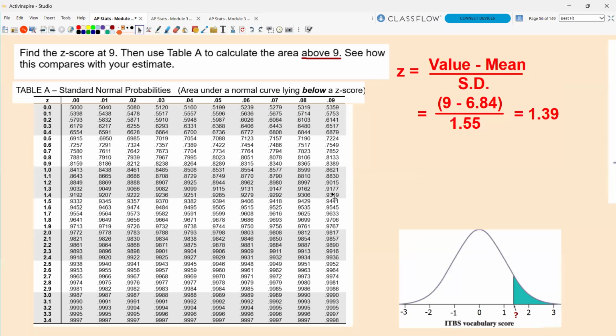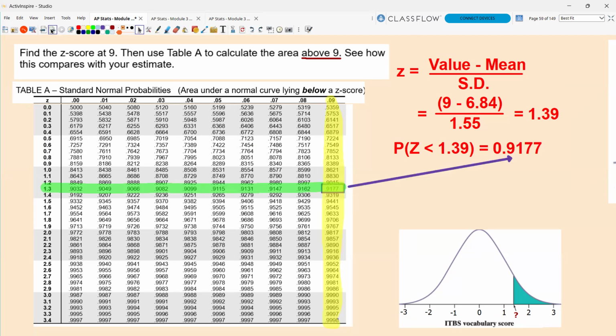Now remember, these numbers are below a z-score. So that 0.9177 is not going to match up with the shaded area. It's going to match up with the complement of that, so 1 minus that. You're trying to find the value greater than, but on the table you're getting the value less than. So 0.9177 is less than 1.39. We want to know the probability of Z being greater than that, so we subtract that from 1, since the distribution adds to 100% of your data, 1. That's going to give you about 8.23%.